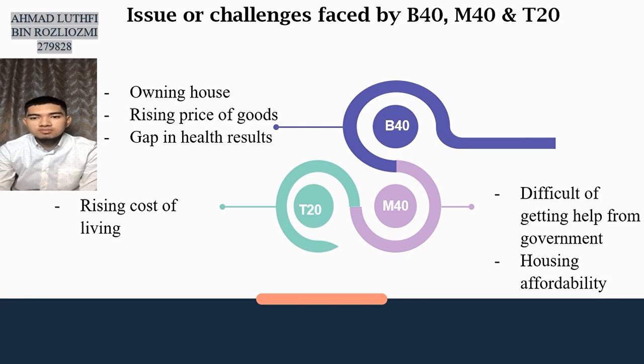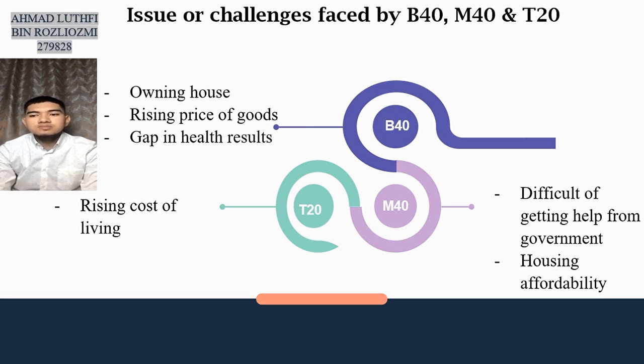The issue faced by M40 is difficulty getting help from the government. This is because the government is more focused on helping the B40 group. Not all of them can live comfortably without help, because most of the cost of living in the city is higher. This proves that the M40 group faces financial problems when it is difficult to get financial assistance from the government. Next, they are facing a housing affordability issue.